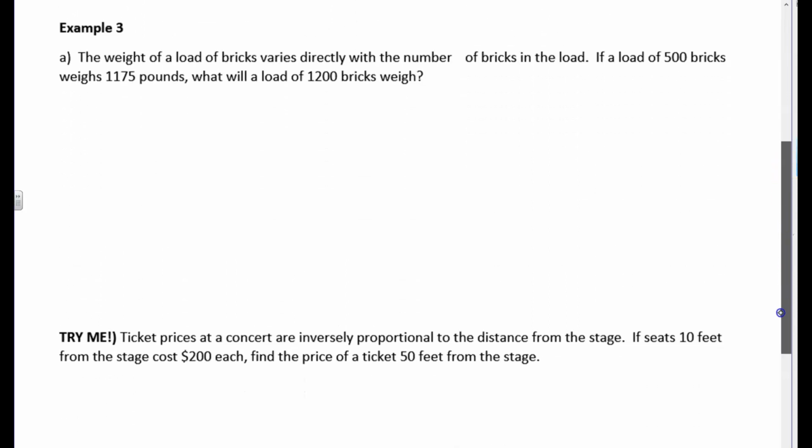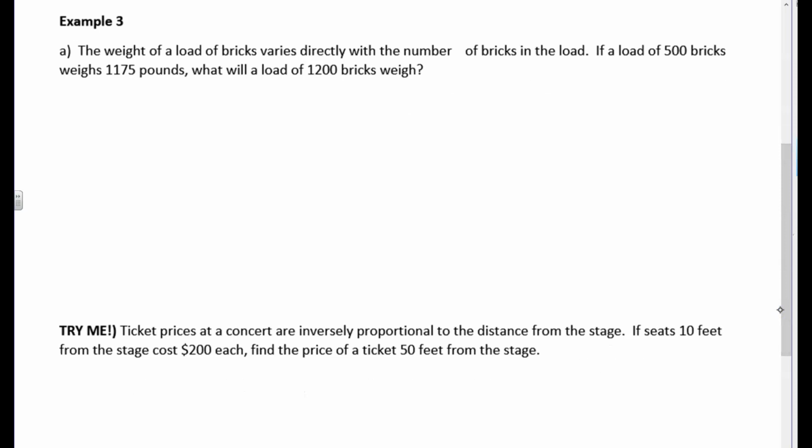Okay, let's look at some examples where these might show up in word problems, and that's actually the most common use for variation equations. The weight of a load of bricks varies directly with the number of bricks in the load. So let's write that down. The weight of the bricks varies directly, that's k times the number of bricks in the load. I'm going to call that n. W equals k times n. If a load of 500 bricks weighs 1,175 pounds, so W is 1,175 pounds equals K times 500, what will a load of 1,200 bricks weigh?